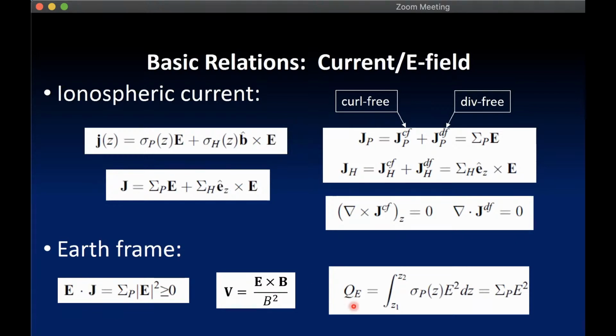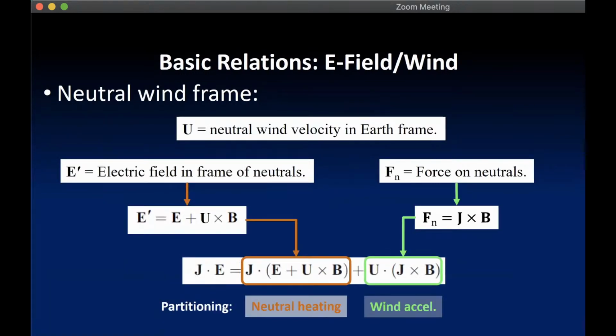Sometimes that's written as the volume integral of E dot J over the volume, sometimes written as Q_E, for the dissipation that's in the volume. That's not the same thing as the Poynting flux, and we'll get to that in a second.